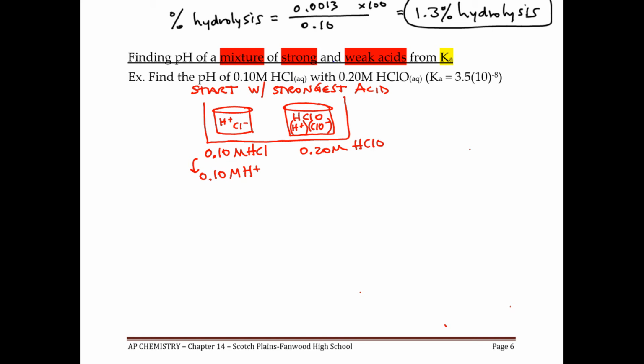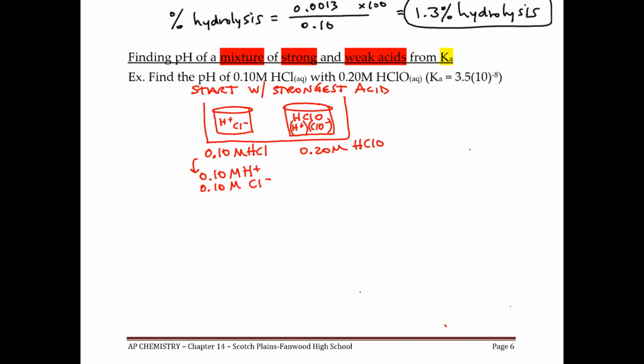It's going to 100% break apart. So no matter how much of the acid you have, that's exactly how much H plus you have and exactly how much Cl minus you have. So I'm going to write the Cl minus here as well. It's not going to be pertinent to the pH, but I'm just going to write it so you remember. Okay, so now we did the strong.